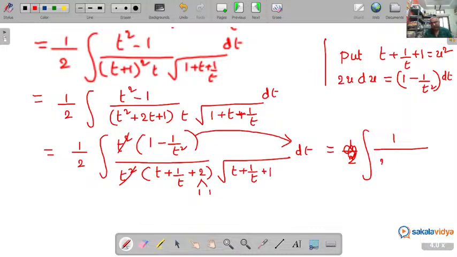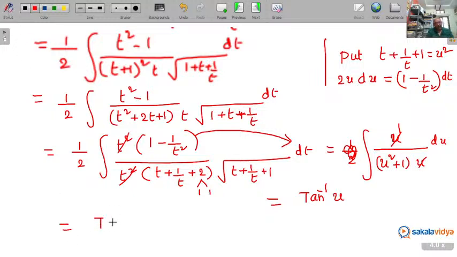This we can write u square plus 1 into u du. Now this is u du, u gets cancelled. So now integral of 1 by u square plus 1 is tan inverse u. What is u? Write down. So that is equal to tan inverse of root of (t plus 1) by (t plus k).